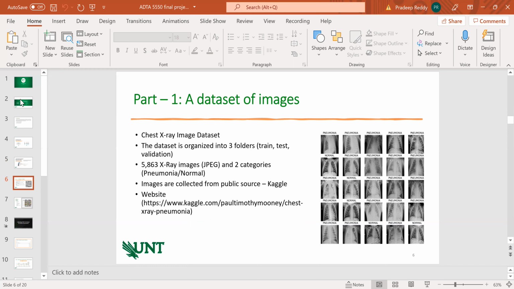Coming to the first part of the project, we needed to find a dataset that consisted of images or audio files and was suitable for deep learning. So I found a chest X-ray dataset. It is an image-based dataset collected from Kaggle.com. This dataset consists of 5,863 X-ray images in two categories: pneumonia and normal. The dataset is organized into three folders: train, test, and validation. You can see images from the dataset on the right side of my presentation.